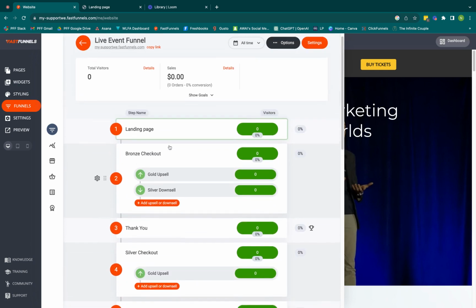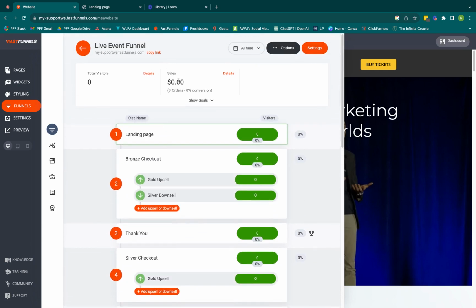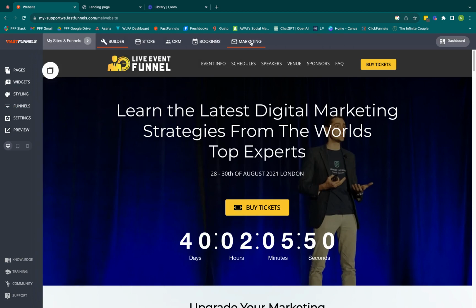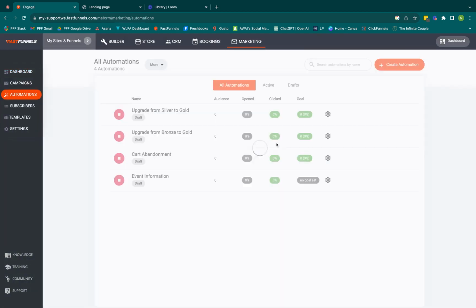Okay. Now, as far as the automations are concerned, here's what you want to have. Okay, so you've got one here for the event information. What does this mean? This means that no matter what ticket they purchase, everybody's going to get the same information because everybody's coming to the same place, at least for the most part, right? So they're going to get an email no matter what ticket they purchase with all of the information for the event.